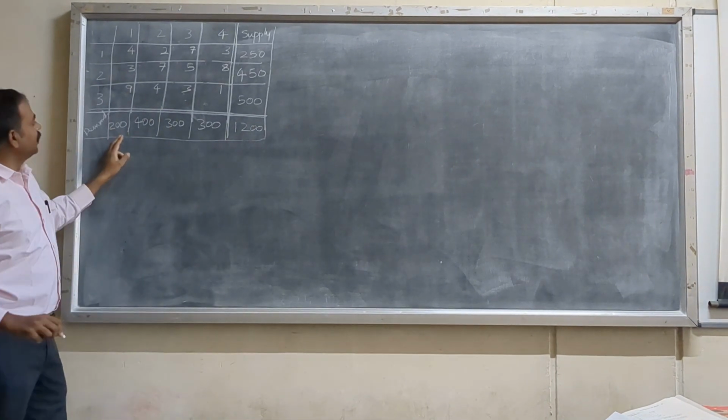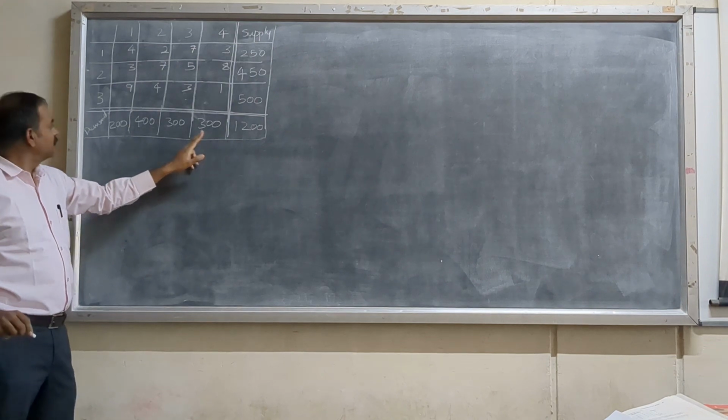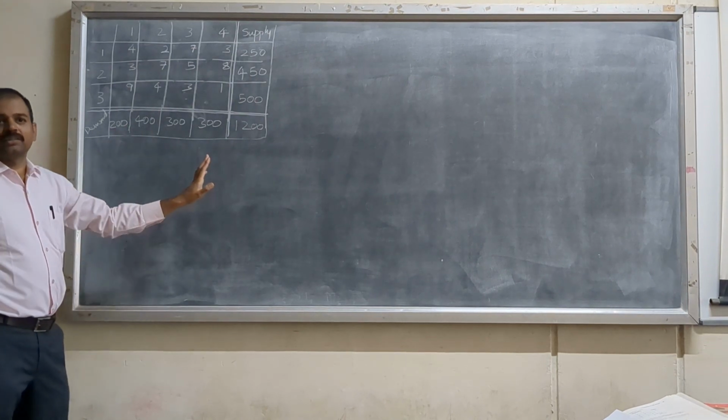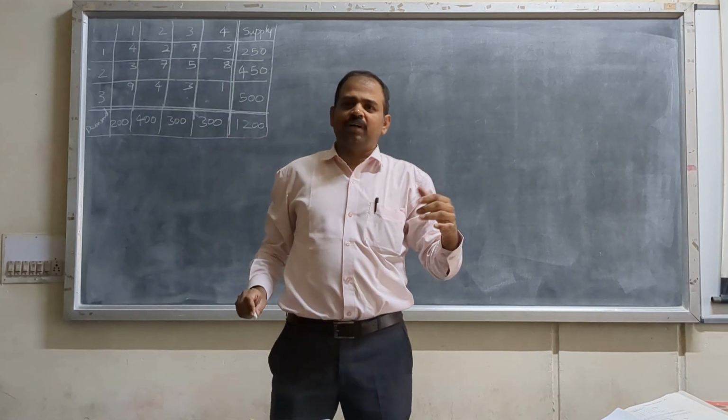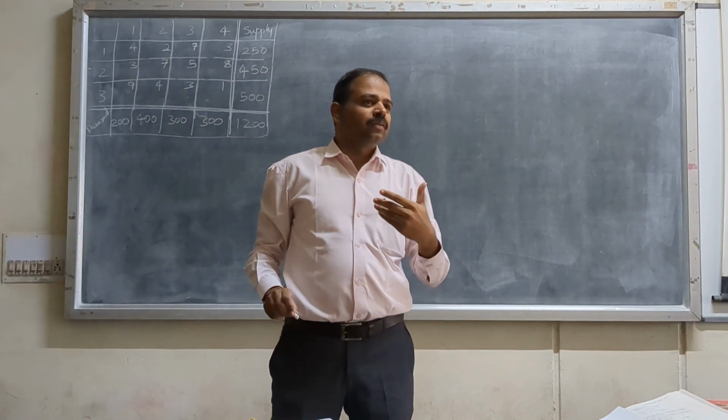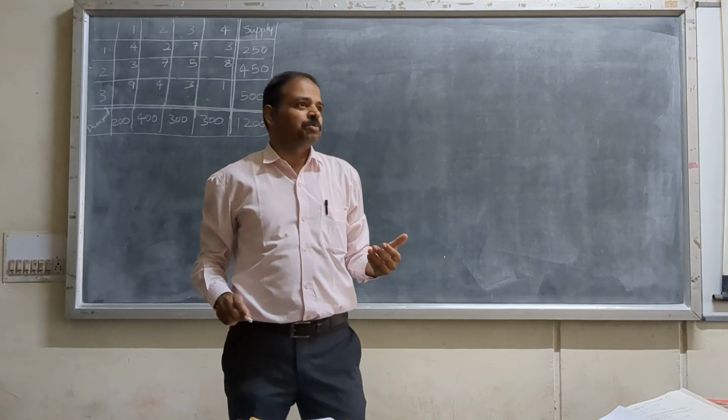And what is this total? 300, 300, 600, 1000, 1200. Step 1 is to check whether the given problem is balanced or unbalanced. Now we could prove that the given problem is a balanced transportation problem.